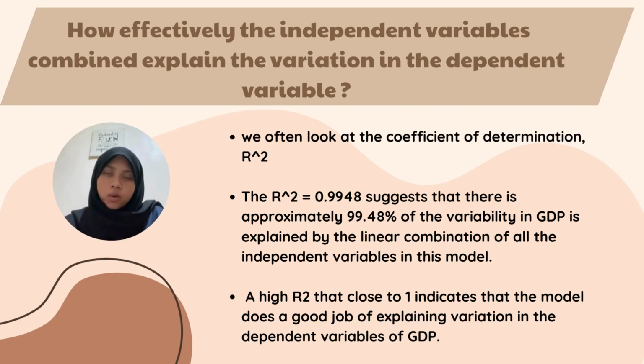Furthermore, to evaluate how effectively the independent variables combine to explain the variation in the dependent variable, we often look at the coefficient of determination, which is R squared in the context of multiple linear regression. Based on the multiple linear regression output, we know that the R squared is equal to 0.9948, which suggests that approximately 99.48% of the variability in GDP is explained by the linear combination of all independent variables in this model, which are final consumption, net trade, and also change in inventory. A high R squared close to 1 indicates that the model does a good job of explaining variation in the dependent variable of GDP.